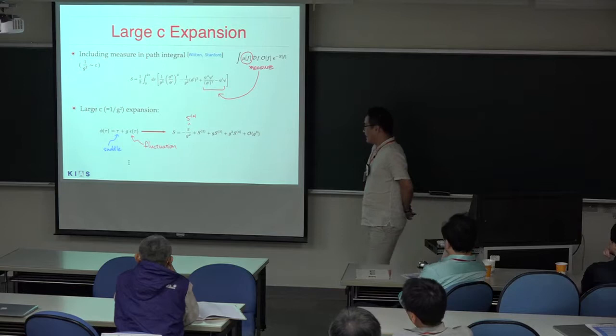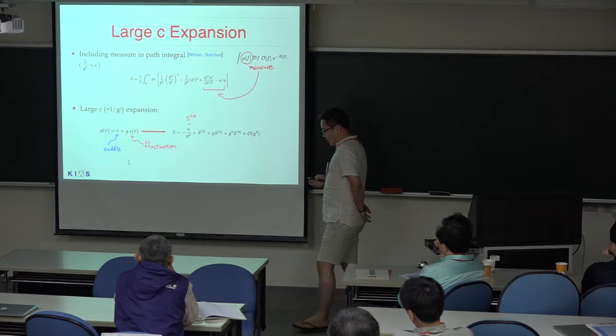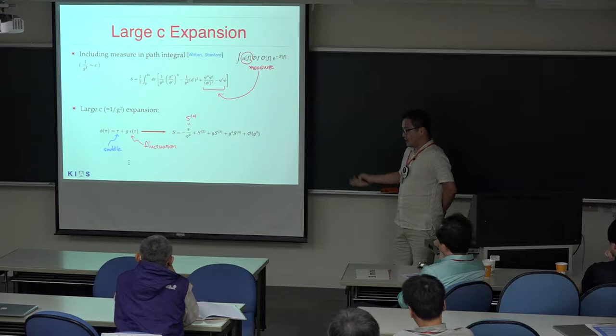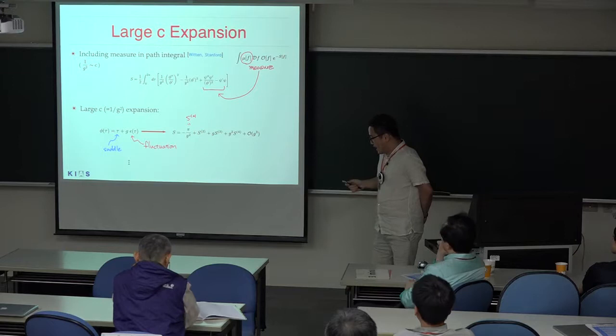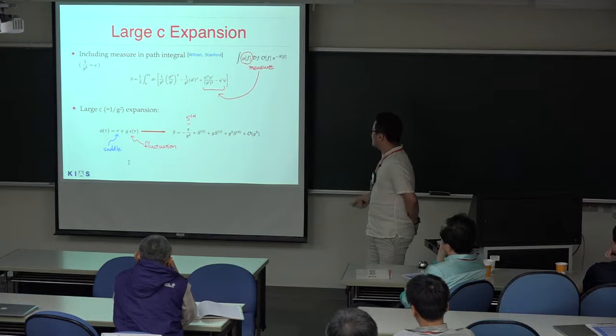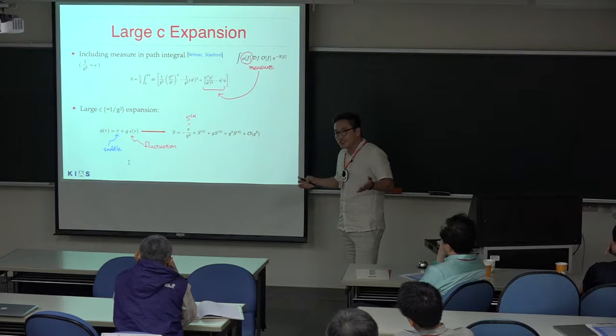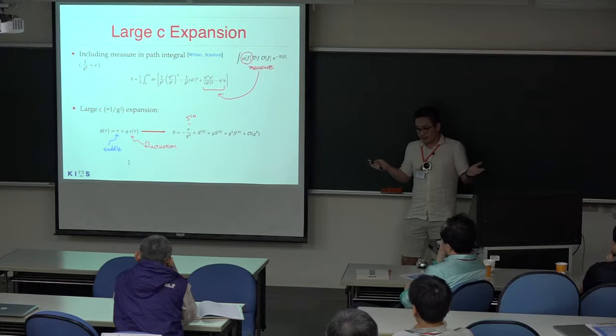And then, this is a highly nonlinear action, so you need a logic. You have to do the perturbation. However, before going to the perturbation, we have to include this measure. When you consider the path integral, usually you don't include the measure. In some cases you really have to include the measure, as for matrix-like models.